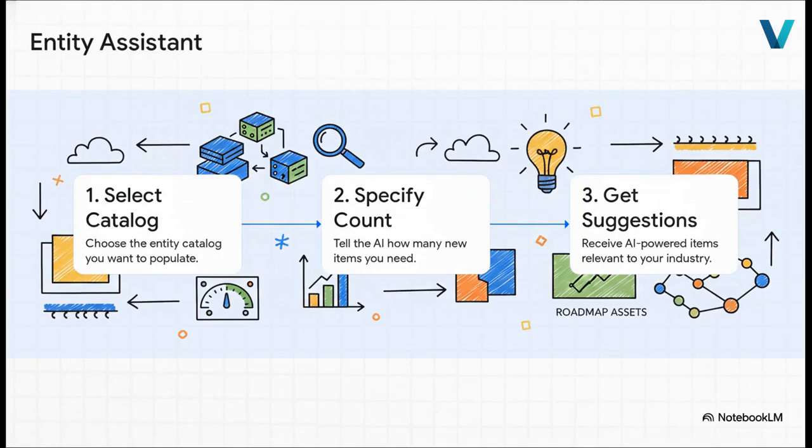Now let's switch over to its partner, the entity assistant. Let's say you're trying to build out your application catalog from scratch or just fill in some gaps. Instead of a blank page, you just follow these simple steps. You pick the catalog, say applications, tell the AI how many new items you're looking for, and boom, it gives you a bunch of relevant suggestions based on your industry. It's a huge time saver for building a really complete model.